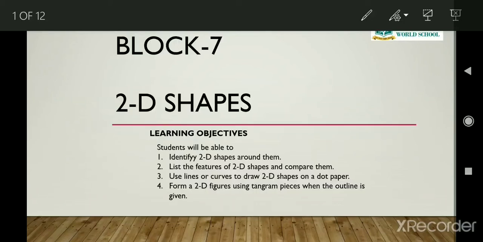Hello kids. Today we will start with our next block, which is block number 7, that is 2D shapes. So in this session we will learn different 2D shapes and also we will discuss their features or properties. We will learn the use of dot paper and also we'll see how we can make different figures from tangram pieces. So let's begin.